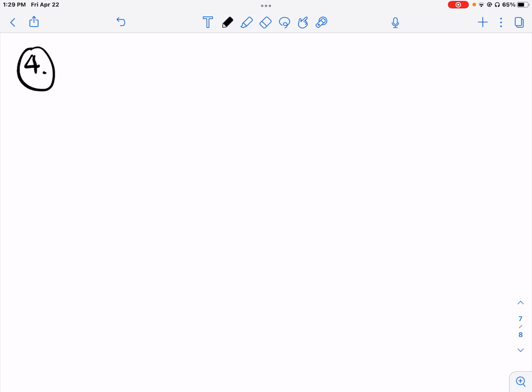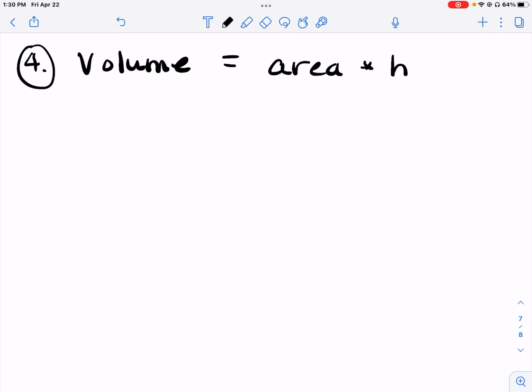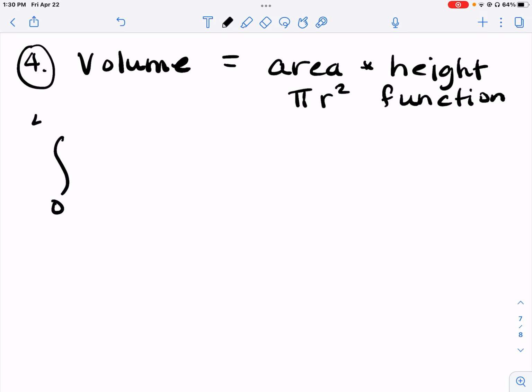Okay, number 4, we're going to be using the fact that volume is area times height. Okay, and area is pi r squared. So the volume can be area times height. The area is pi r squared, and the height is the function. So what we'll be doing is integrating from 0 to 4.